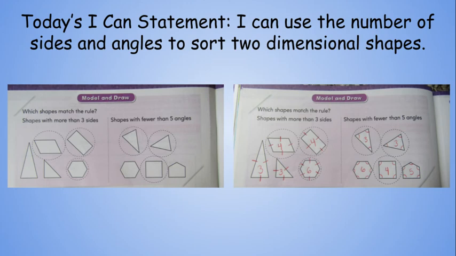So as we go forward into the rest of the problem set, we're going to do that for each of the problems. If it's asking you about a rule about sides, we're going to use the little dash marks to show the number of sides. If it's asking about the rule with angles, we're going to use the little half circles to show where the angles are. So let's move on.